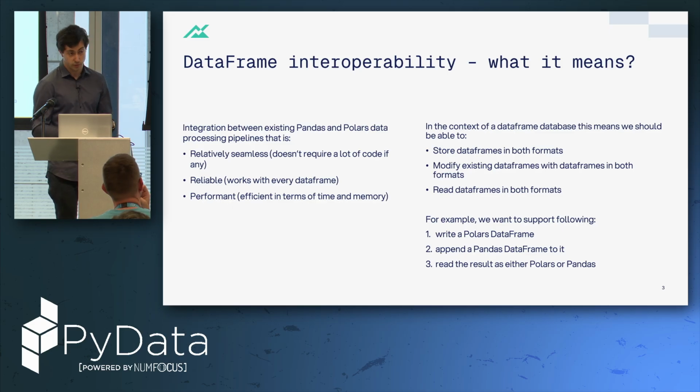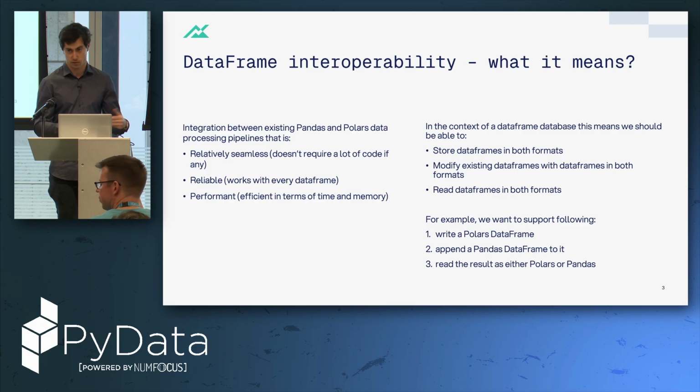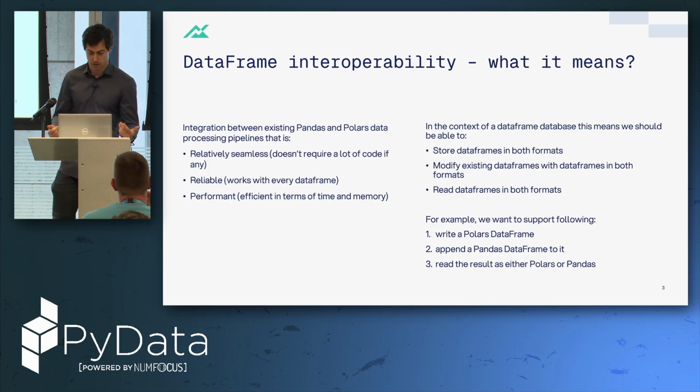In the context of a data frame database, this means that we should be able to store data frames in both formats. We should be able to modify existing data frames in both formats, and we should be able to read them out in both formats. So, for example, a data frame database should allow writing a polars data frame to storage, appending a pandas data frame to that, and reading the result as either polars or pandas.